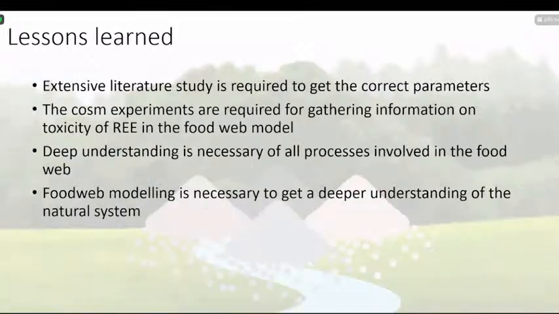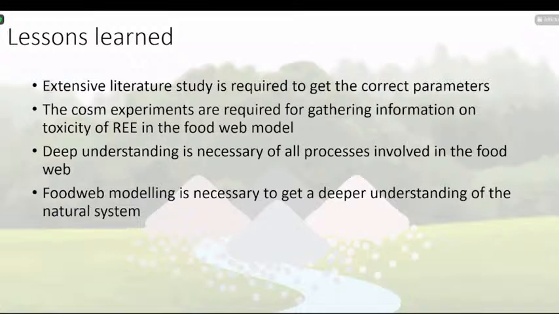Also leads to learning some lessons. So I learned that extensive literature research is really required to get the correct parameters. Sometimes the studies that have been done are lacking, and I need to perform my own studies through cosm experiments. And those cosm experiments are also required for gathering information on toxicity of rare elements in the food web, because there are a lot of interactions happening again, of which most studies only focus on individual bioassays. So we miss a great part of the knowledge I need to know.